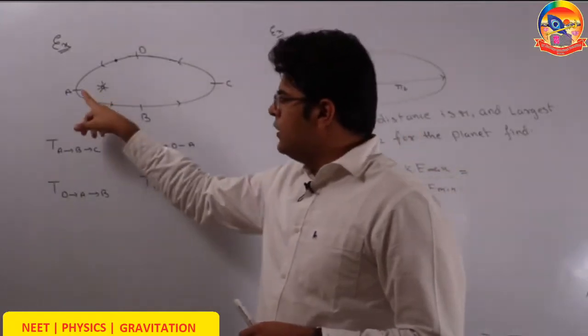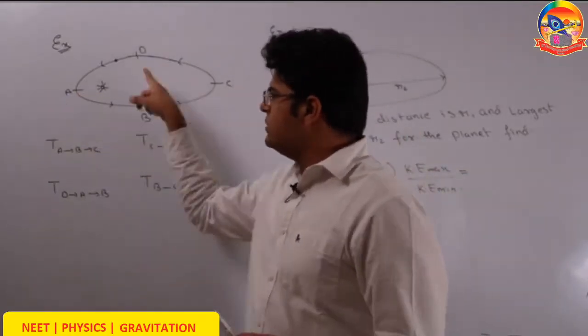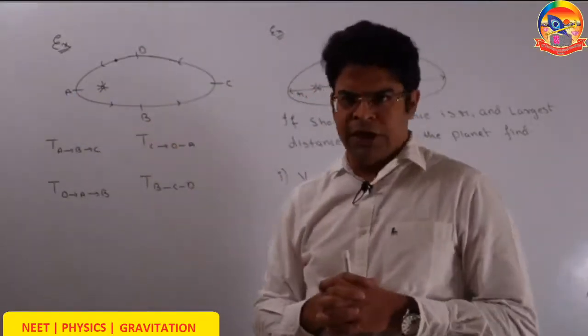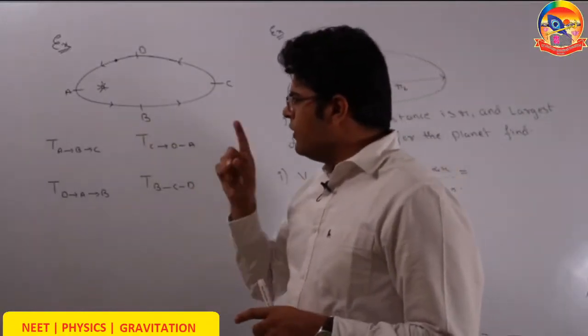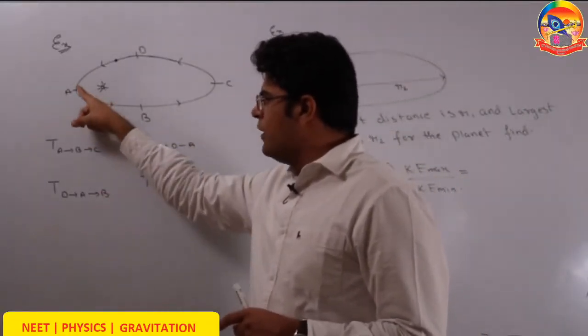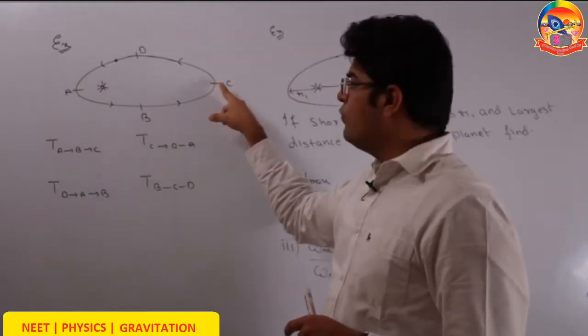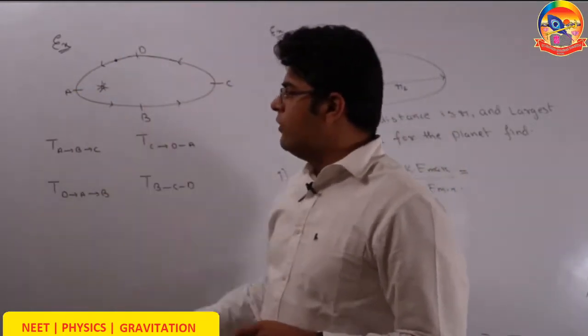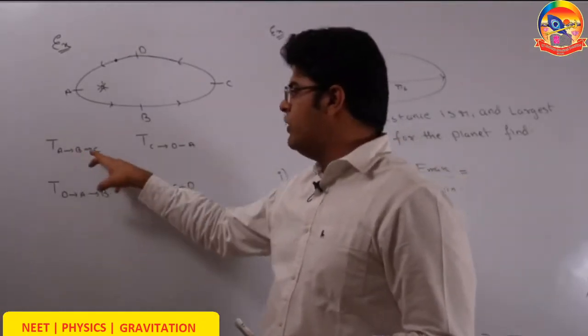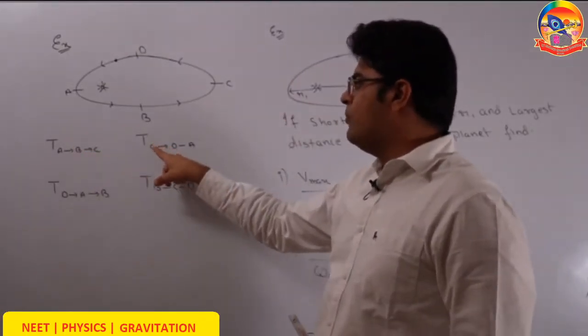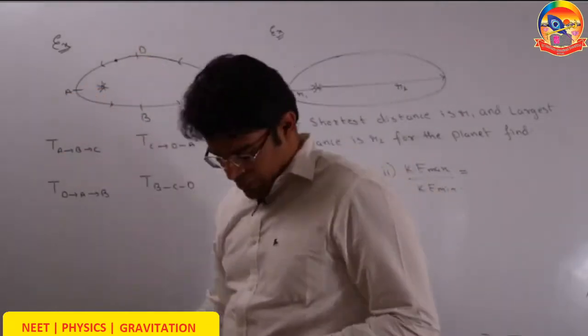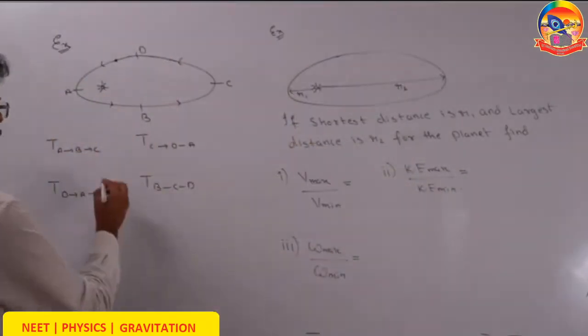Now A and C lie on the major axis, D and B lie on the minor axis. You have to tell whether it will take more time for the planet to go from A to B to C, or more time to go from C to D to A. Definitely these two times will be equal.